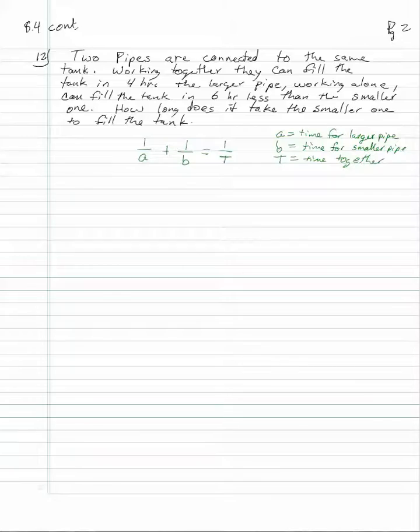Okay, so we got 1 over A. Well, let's see. The smaller one's B, and A is 6 hours less than B, so this is going to be B minus 6. And then it takes them 4 hours together. So that's our equation. We're going to multiply everything by the LCD, which is 4B(B minus 6).